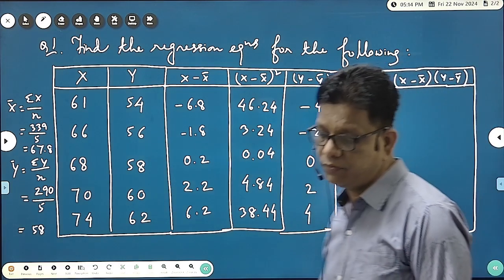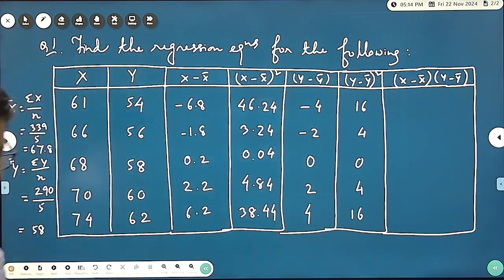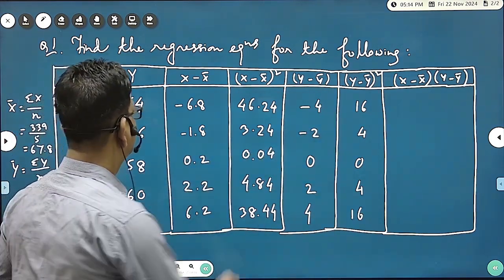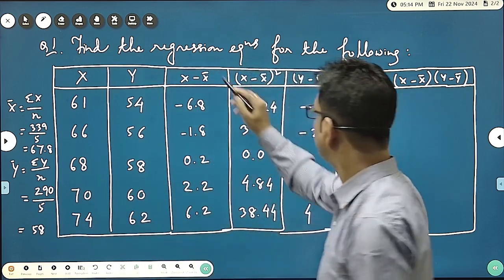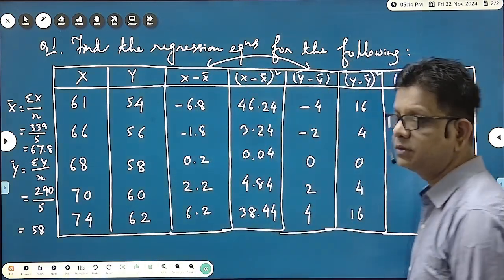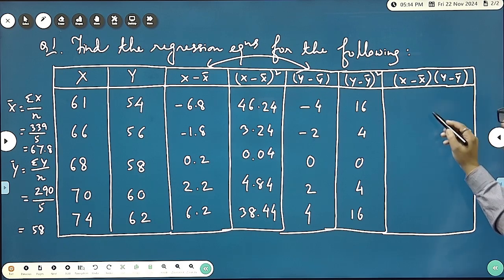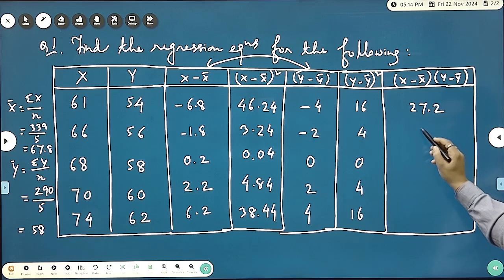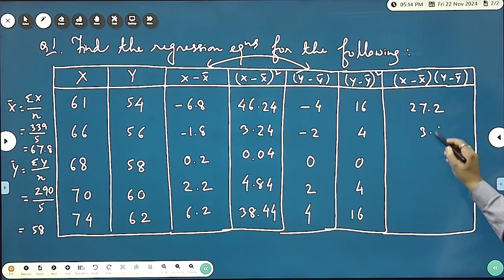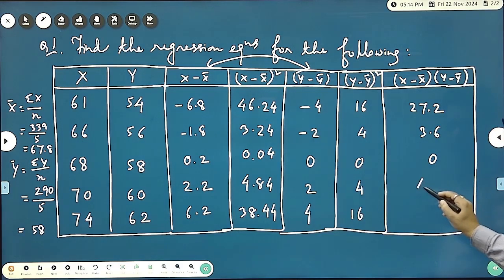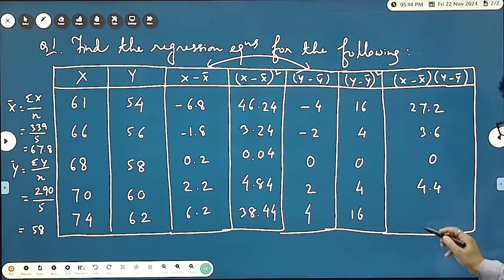Right? So in that, can I continue? Now we need to multiply x minus x bar by y minus y bar. So minus 6.8 multiplied by... understood now which two columns? These two columns we need to multiply now. X minus x bar multiplied by this, minus minus plus, so it will be, tell me, 64, is it 27.2? 27.2. Then we multiply this, so it will be 3.6. And if we multiply this by 0, it will be 0, of course. Then again 4.4. And here 24.8.